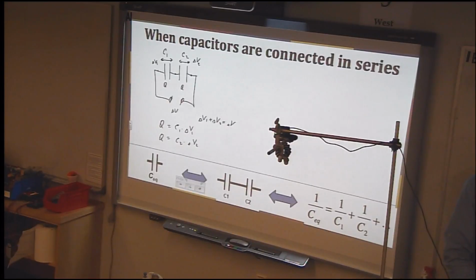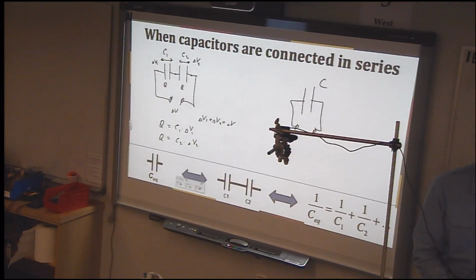And now we can use this and do some simple algebra to answer a question. Which single capacitor could we use to replace these two capacitors, but still have the same charge stored, assuming the same voltage is applied? So this is what we want to find out.